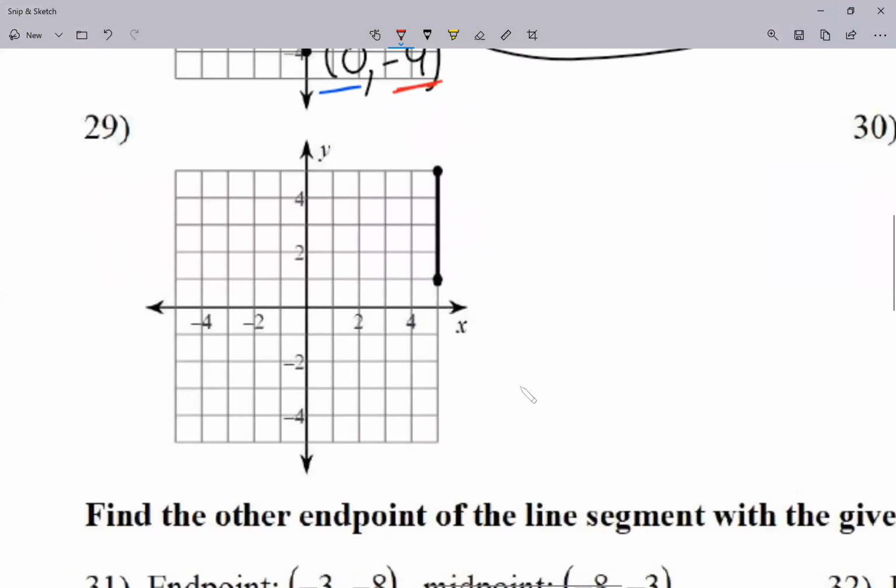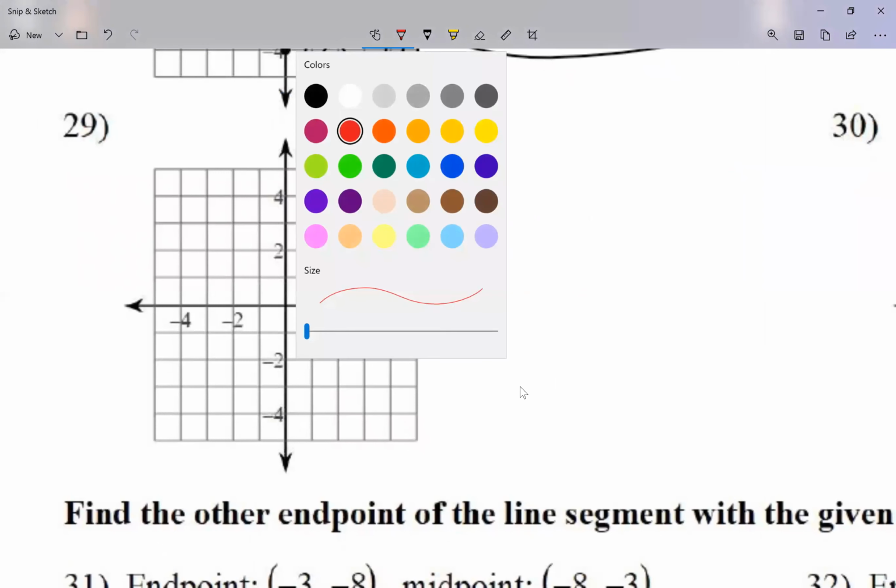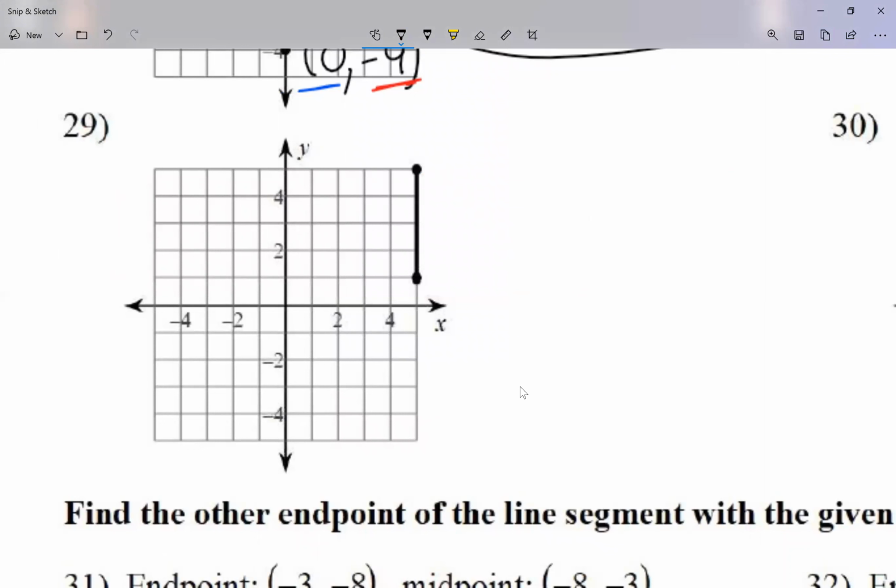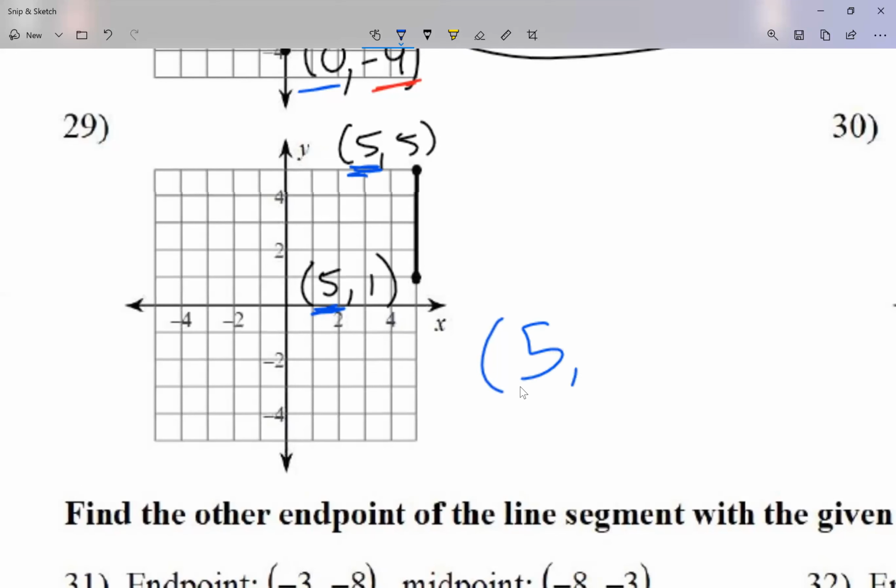Now let's take a look at question number 29. Let me get the coordinates of my points first. The one on the top is 5, 5. Good, 5, 5. The one at the bottom, the coordinates of that one are 5, 1. All right, I got the coordinates of my points by using the graph. Now, let me get the coordinates of my midpoint. I'm looking at the x values, 5 and 5. It doesn't change. I don't have to work much. The x value of my midpoint will still be 5.